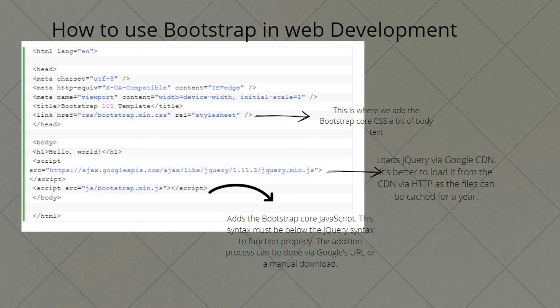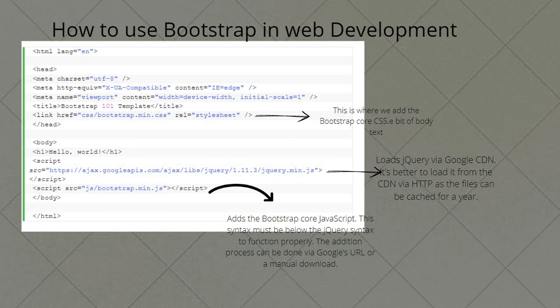Now, how to use Bootstrap in web development. The screen here displays code that features Bootstrap. If you look closely, you will see a highlighted line with a black arrow. Now, this line here is how you link your Bootstrap file to your project. This is where you add the link to the Bootstrap file to your project.